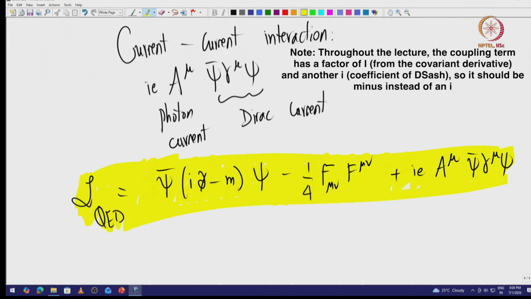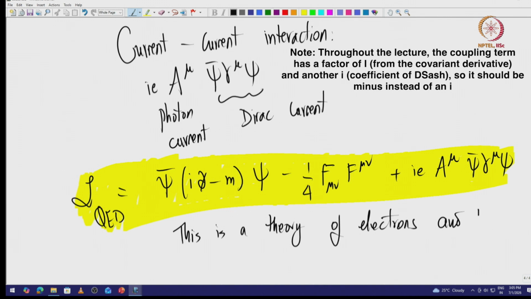Okay. So, this is a theory, quantum electrodynamics. This is a theory of electrons and photons. Very good. So, this is very nice, essentially the photons couple vectorially to the electronic current.